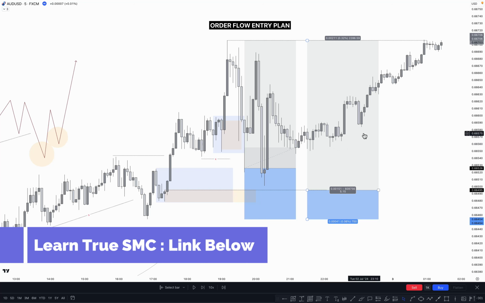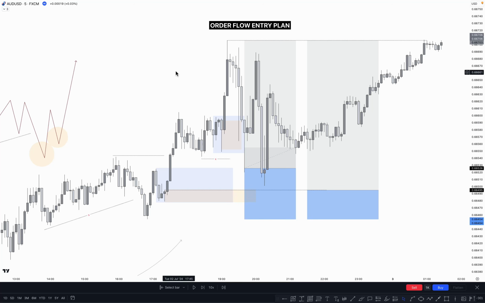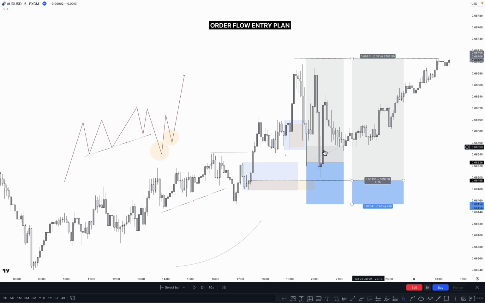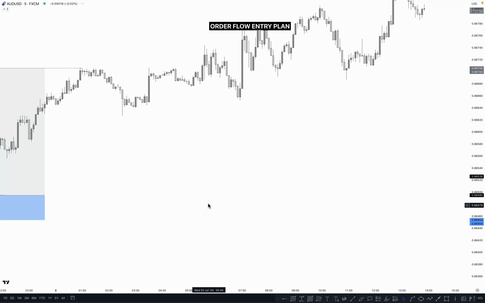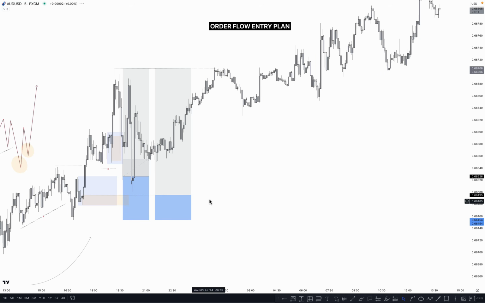But based on the order flow, we can get this trade, and we are getting 2.5 risk reward here, which is absolutely good. So this is our simple way to trade based on the order flow and order block using liquidity and inducement. So this is a very simple thing here.